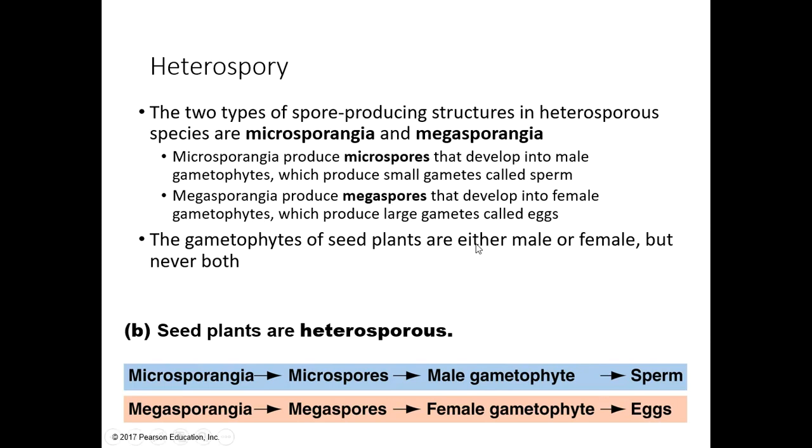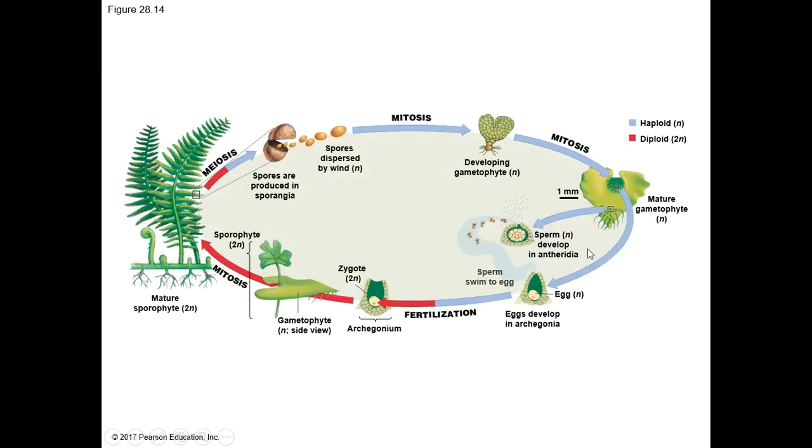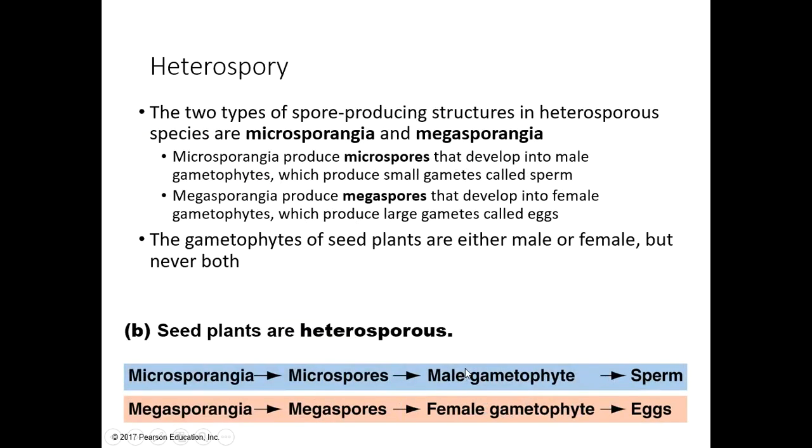Okay, the gametophytes of the seed plants are either male or female, but never both. So we have two separate gametophytes. Here we just had one gametophyte. Here we're going to have two gametophytes. I'll show you this in a second. All right, so this is more complex. So you can think about different ways to remember this. Mega, female, I don't know, something maybe you can come up with to remember the differences between the two.